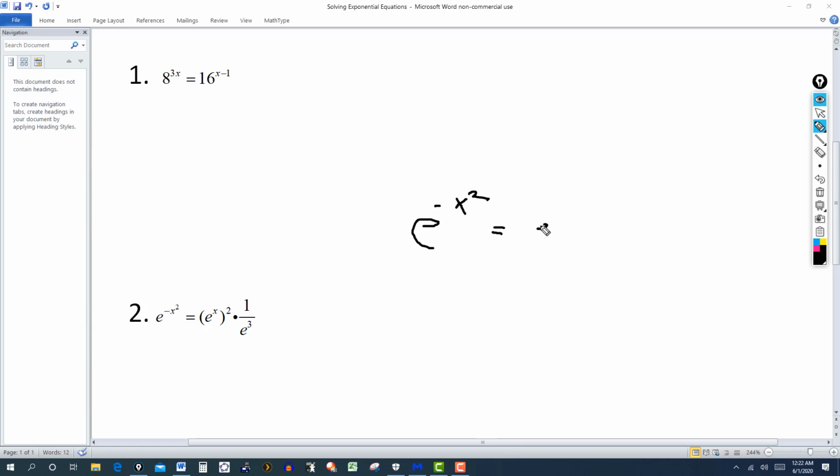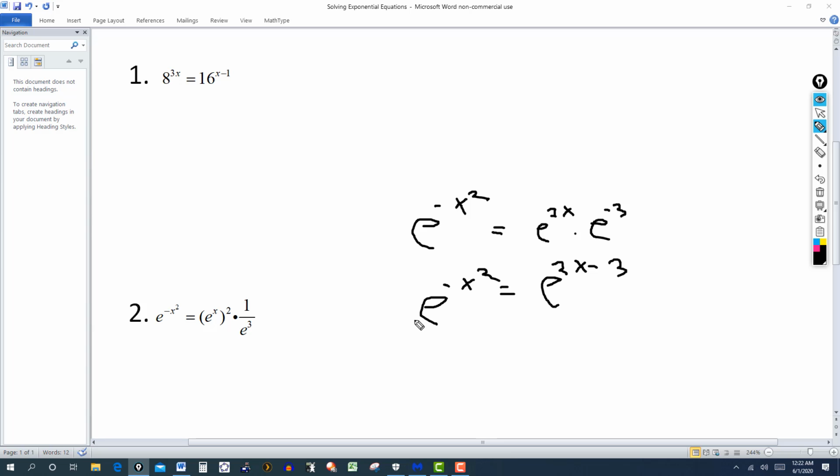So if I go ahead and perform that operation, this becomes e to the 2x. And then this is times 1 over e to the third. I'm going to rewrite that using negative exponents, e to the minus 3. And then I can go ahead and write this as, again, leave this the way it is, e to the minus x squared. And then here we have the same base, so we can combine those as e to the 2x minus 3.